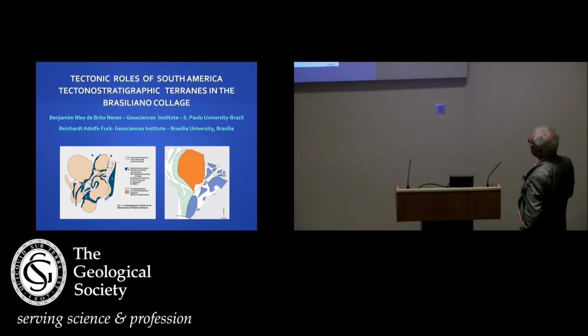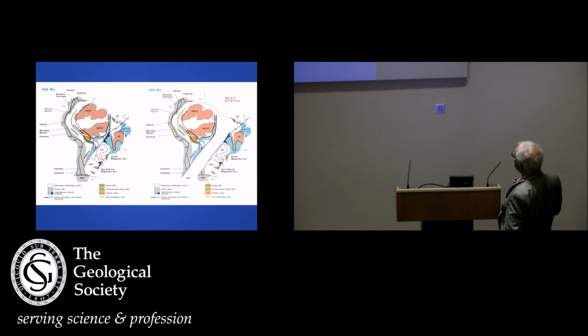We have two problems. First, to understand the meaning of these blocks, because they vary from 10,000 kilometers up to 40,000 kilometers. This is the South American map that you can divide in two parts. The western part has Laurentian affinities, and the eastern part is the Brazilian collage. Every single other Brasiliano and Pan-African belt is in this part.